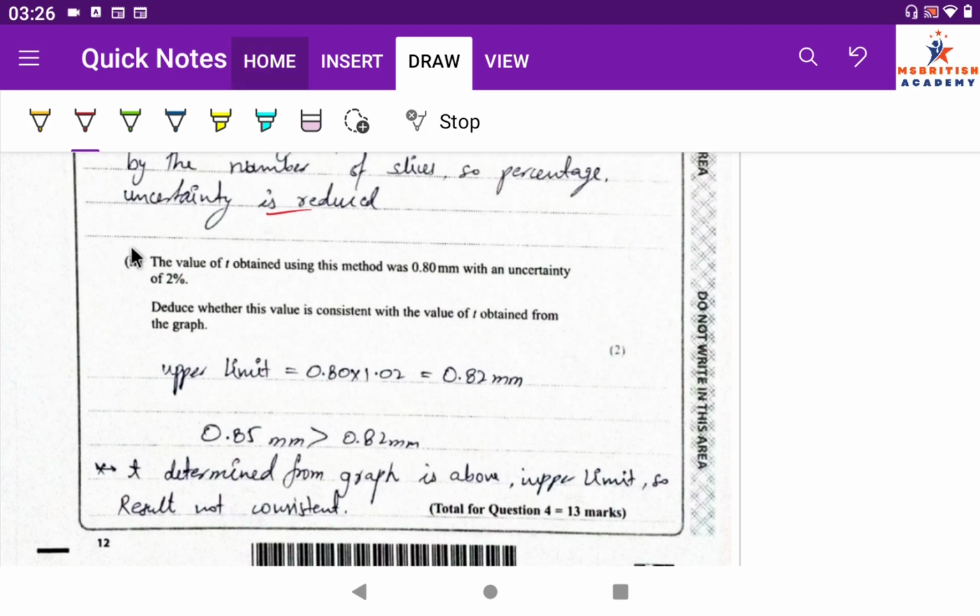Now B, second. The value of T obtained using this method was 0.8 millimeter with an uncertainty of 2%. Okay, so the maximum upper limit can be, 2% of it will be how much?